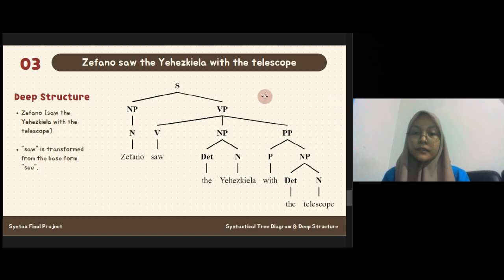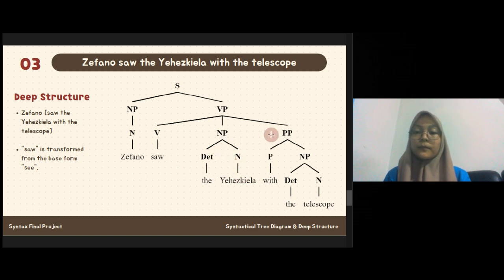And then let's see the syntactical tree diagram. The sentence is divided into two nodes, which is noun phrase and then the verb phrase. Below the noun phrase, there is Zefano as a noun. And then below the verb phrase, there is a verb saw, there is a noun phrase. And below the noun phrase, there is a determiner the and noun Yehezkila.